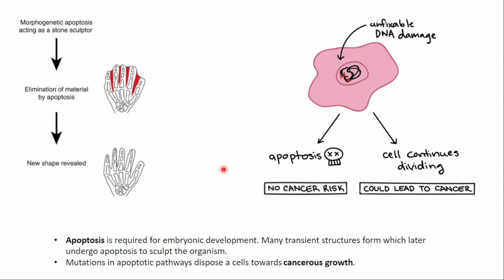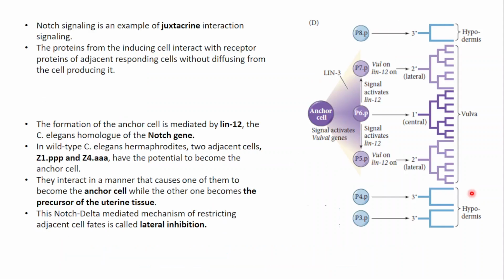So let's not stall our time here and move ahead. As we were saying, mutations in the apoptotic pathway can dispose a cell towards cancerous growth, because apoptosis is an important pathway which recognizes DNA damage and any cell under stress and removes that cell peacefully in a programmed cell death manner. When we have loss of apoptosis, these cells could lead to cancer, as is seen in many cancers. There are mutations in genes involved in the apoptosis pathway. So apoptosis is really necessary.